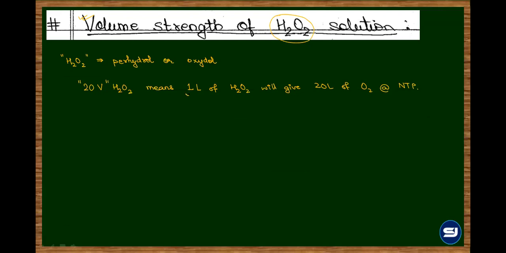So for every liter of hydrogen peroxide, the amount of oxygen released is 20 liters if it is labeled as 20V. If it is labeled as 10V, then for 1 liter of hydrogen peroxide, this is fixed, there will be 10 liters of oxygen liberated. Similarly, if it is 30V, it will give you 30 liters of oxygen. Samjha? This is the standard notation for the labeling of hydrogen peroxide. Am I clear on that?